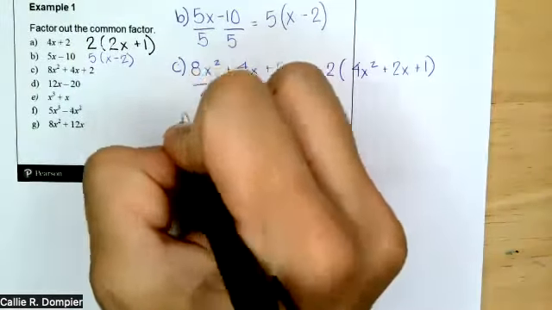E is interesting. E has no numbers. It just has x's. So we have x to the third plus x. If I think about that, these are 3 x's multiplied together, and this is just 1x, right? So I can also write it as x times x times x plus x, right? That's what that means. So the most I can divide both of these by is just 1x, right?